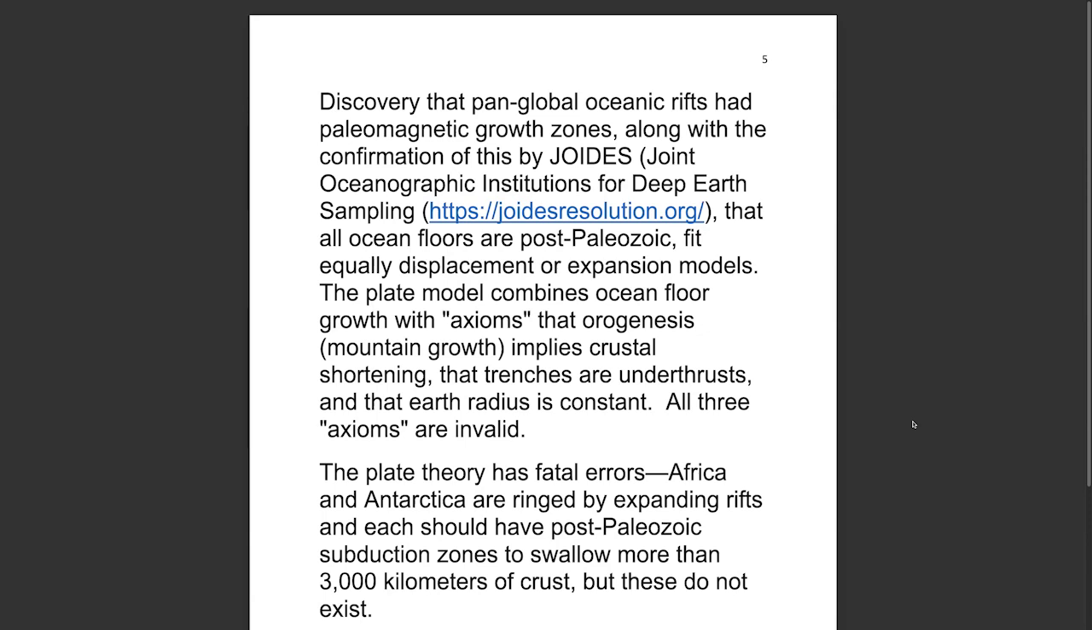The plate model combines ocean floor growth with axioms that orogenesis, which means mountain growth, implies crustal shortening, that trenches are actually underthrust, and that the radius of the Earth is constant. And all three of those axioms are invalid, and I'll go into that during this decode, and it'll become quite evident why. The plate theory has fatal errors.